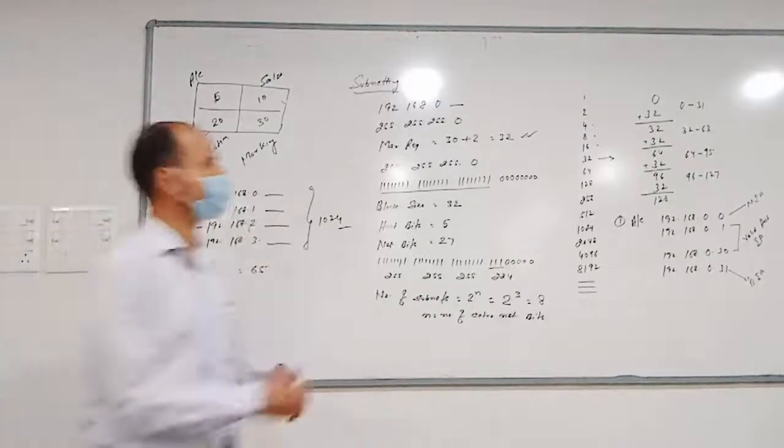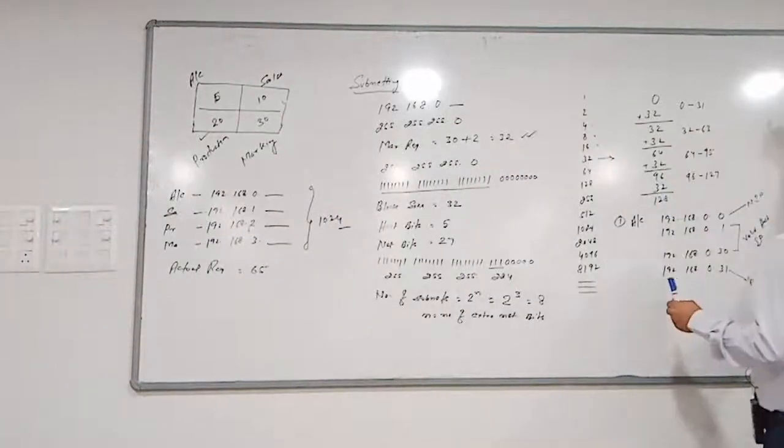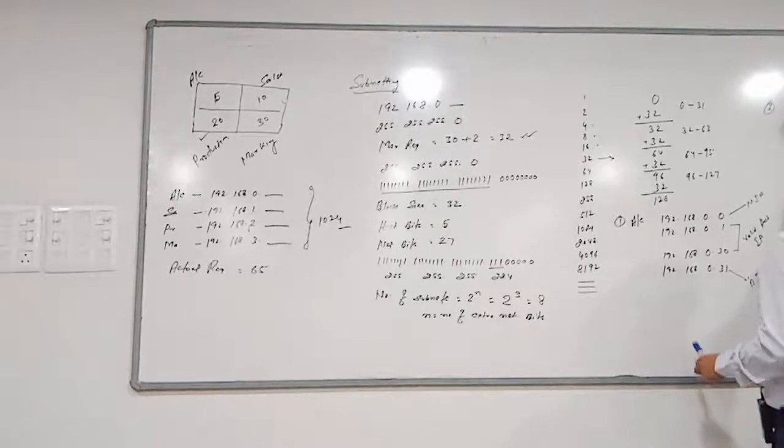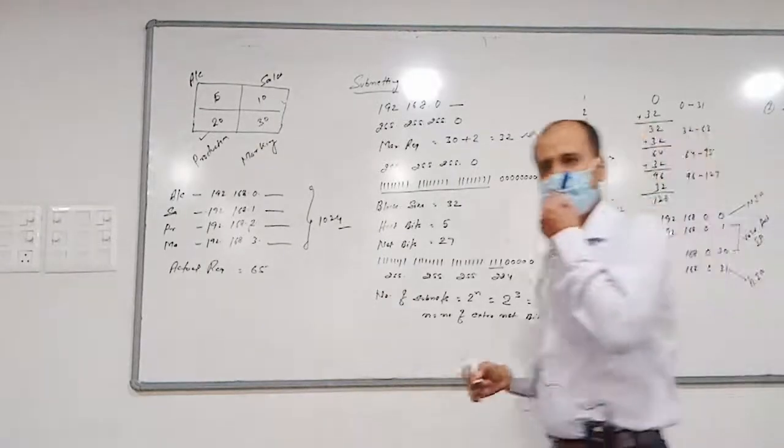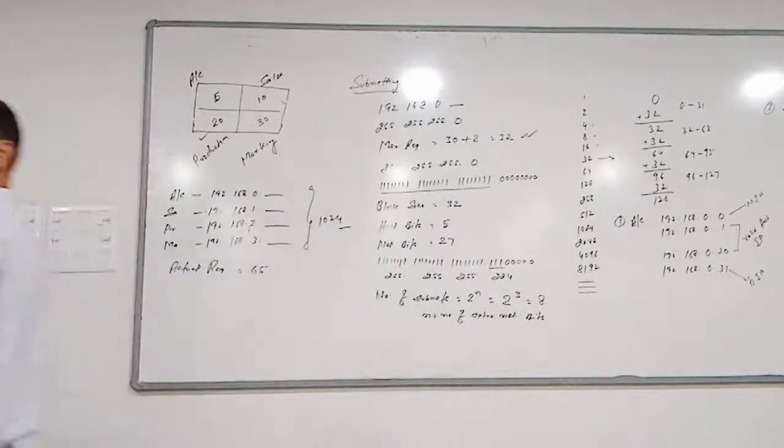In the same way, we can do it for the second department also: 192.168.0.32, 192.168.0.33, 192.168.0.62, and 192.168.0.63. Network IP, broadcast IP, valid host IP. Any doubt?